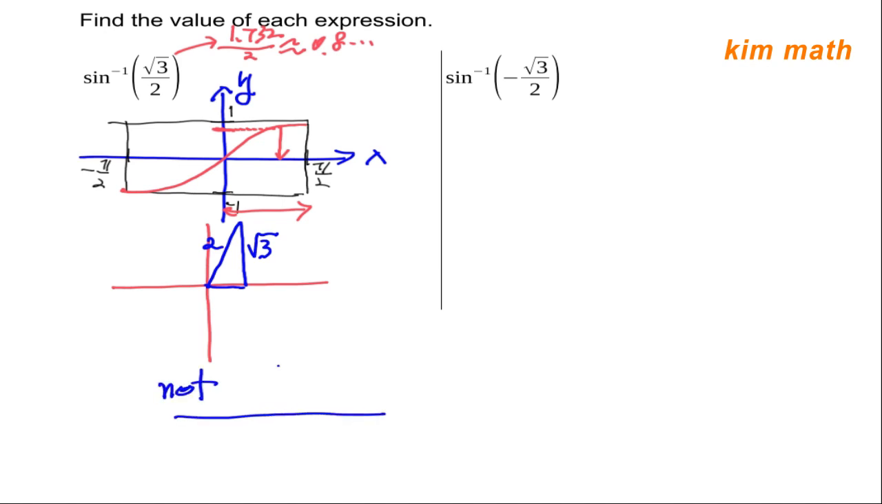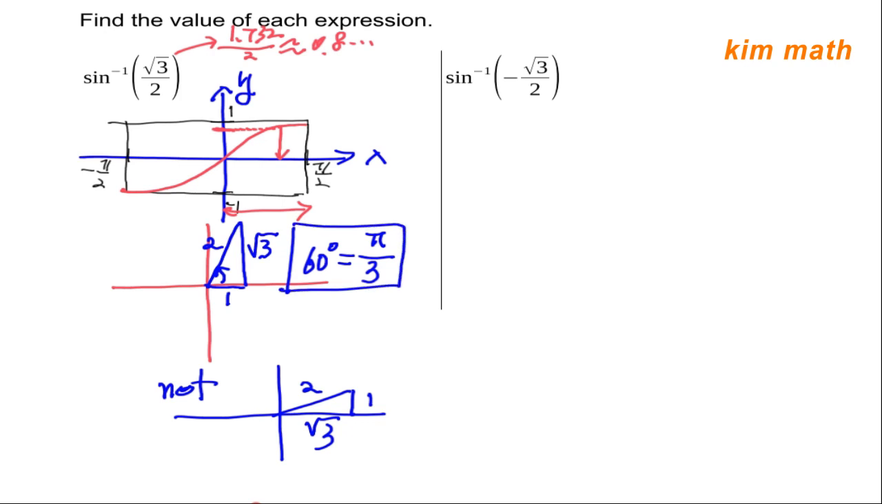Don't sketch your triangle like this. Okay? This looks like 1 and 2, which indicates this is 1, this is radical 3. Now this is a special triangle, right? What is the angle of this one? 60 degrees, right? Or in radian mode, you have pi over 3. This is the answer of this one.